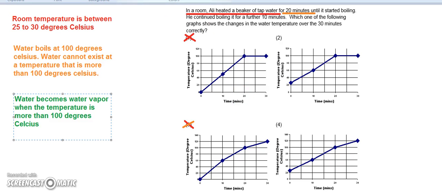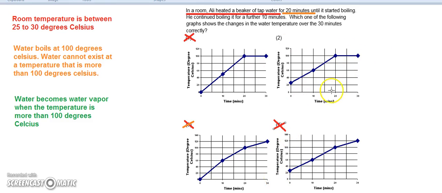So if you look at the graphs, what we have here is from 20 minutes of boiling. You can see that there's 20 minutes of boiling, and after 20 minutes of boiling, the water reaches 100 degrees, and the water stays there at 100 degrees and does not exceed 100 degrees. Whereas for option 4, after 20 minutes of boiling, the water still goes above 100 degrees, which is not possible. So this is basically not correct. Alright, and then you have the answer.